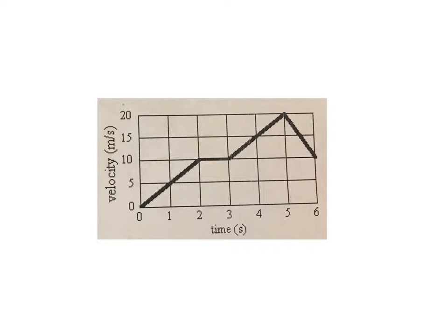So in the first part of this graph, you have a diagonal line right here. This diagonal line goes from 0 to 2 seconds, and it is increasing from a velocity of 0 up to a velocity of 10. So that would mean that it is accelerating. It is speeding up because you're going from 0 to 10 meters per second. So it's speeding up.